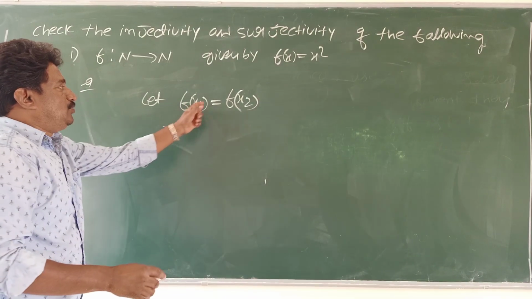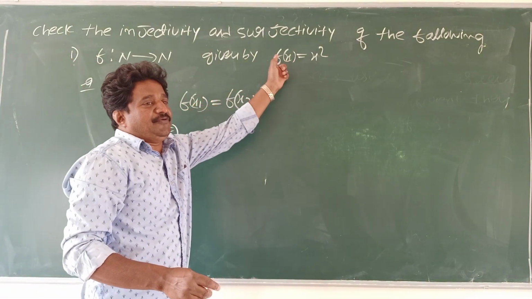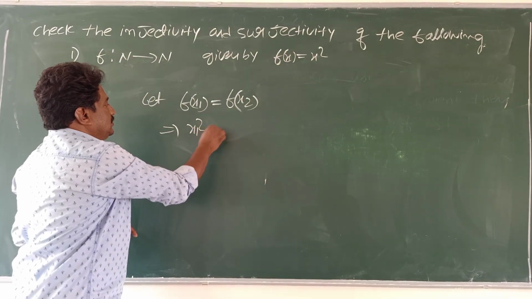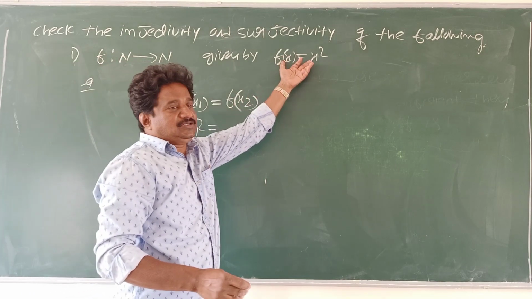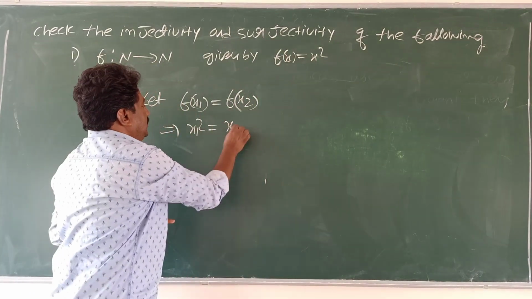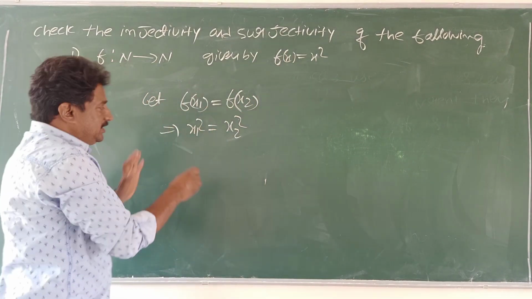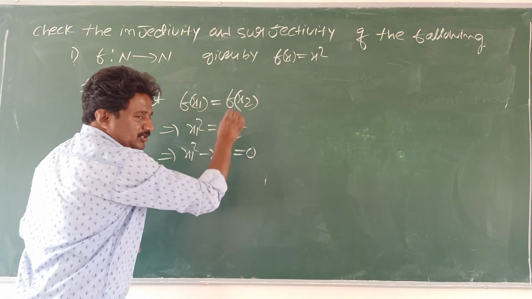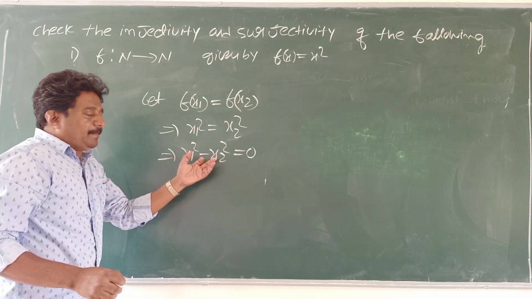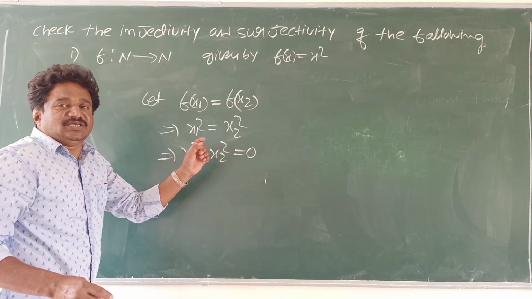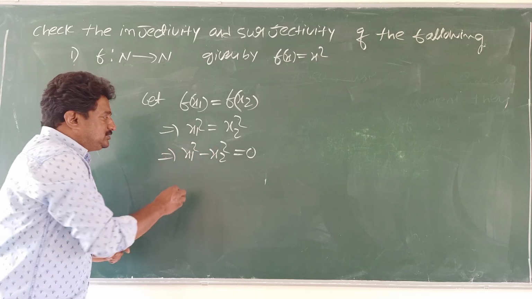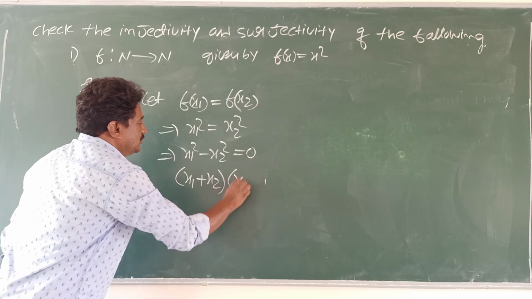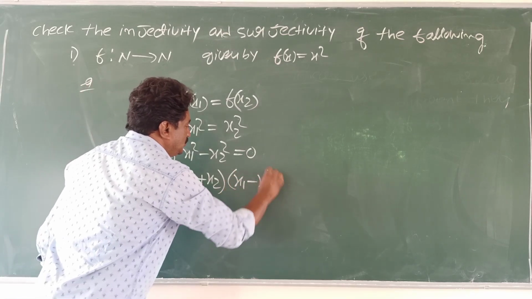Tell me f(x1) from this, students. f(x1) is equal to x1 square. Tell me f(x2). x2 square. Bring that to this side. x1 square minus x2 square equals 0. a square minus b square, what is a square minus b square? (a plus b) into (a minus b). So (x1 plus x2) into (x1 minus x2) equals 0.